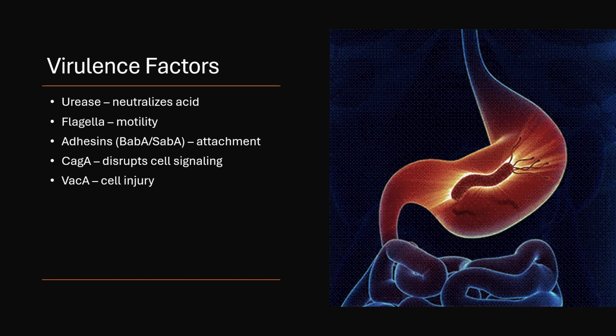H. pylori has several virulence factors that help it survive and cause disease. Its urease enzyme is essential because it neutralizes stomach acid, creating a more comfortable environment for the bacteria. Its flagella allow it to move through the mucus layer. Adhesins like BabA and SabA help it attach firmly to gastric epithelial cells. The CagA protein disrupts normal cell signaling and promotes inflammation. And finally, VacA is a toxin that damages host cells and contributes to ulcer formation.